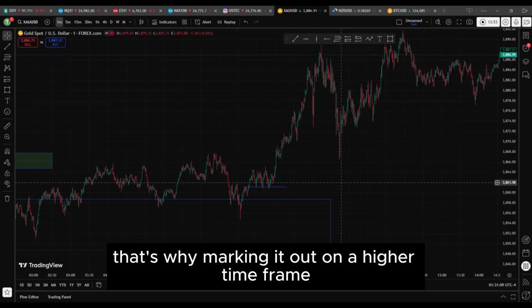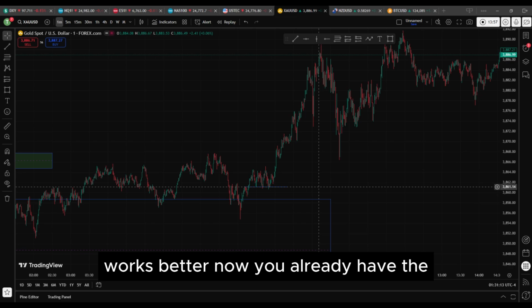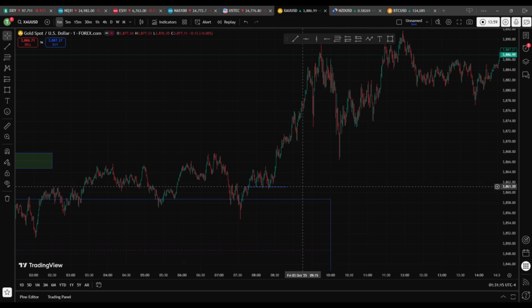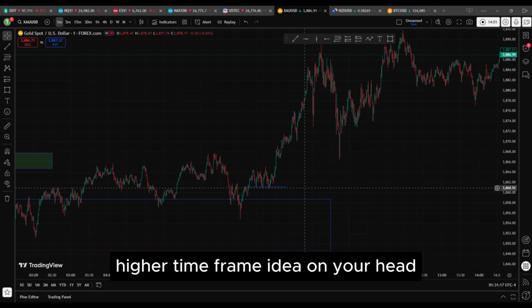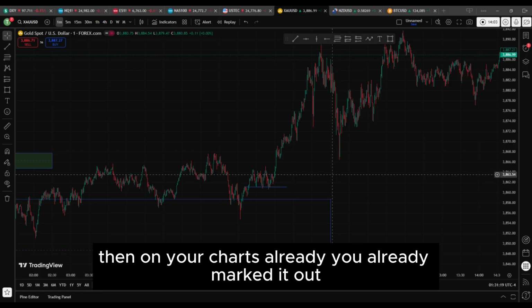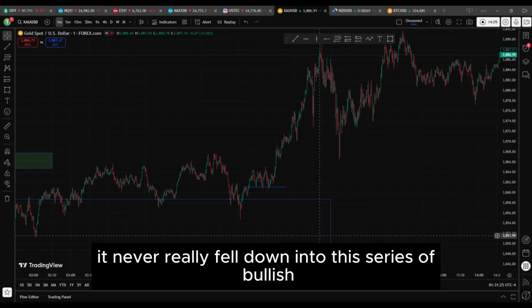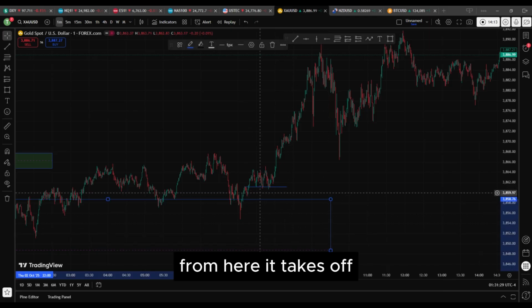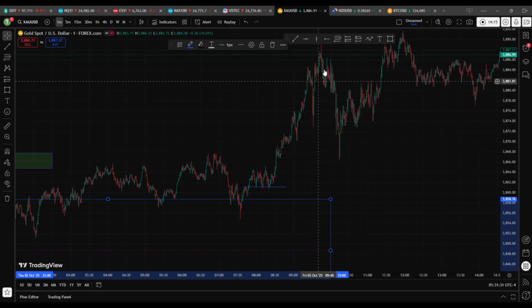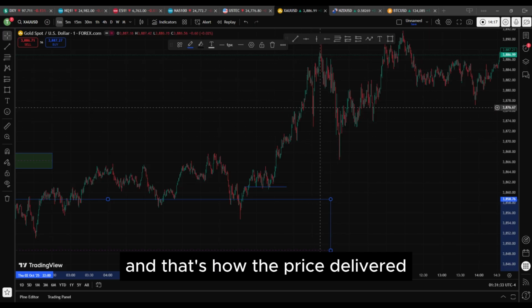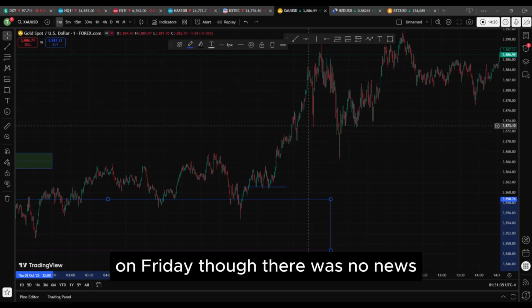That's why marking it out on the higher time frame works better. Now you really have the higher time frame idea on your chart already, you mark it out. Then on the lower time frame, the 1 minute, look at it. It never really fell down into those series of bullish hourly candles here. From here, it takes off. And that's how the price delivered on Friday.